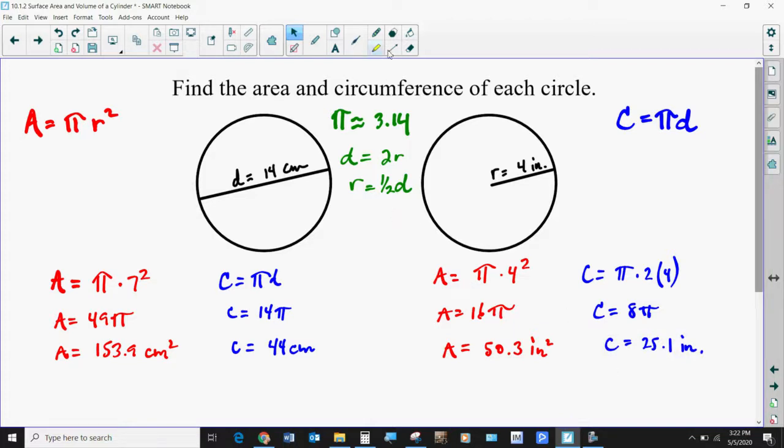Okay, so a couple things to be aware of here. When you're finding the area, come on, highlighter. Any day now.